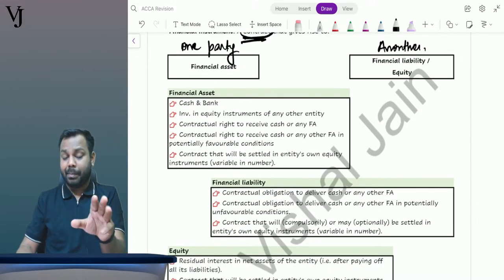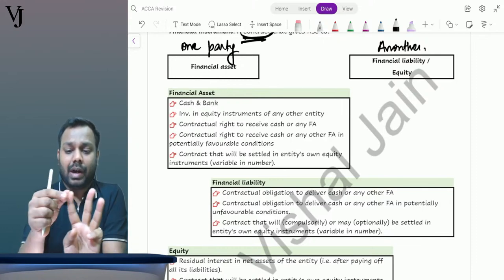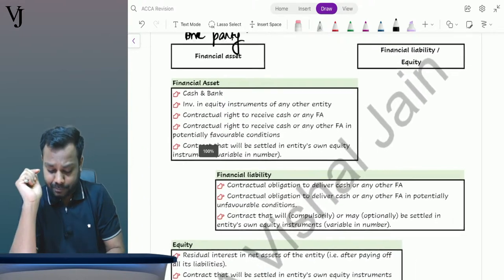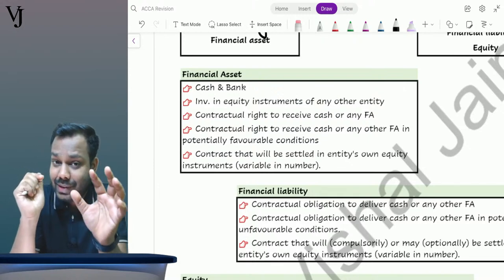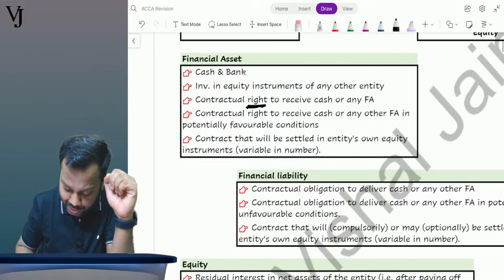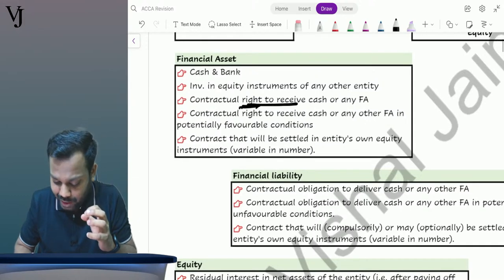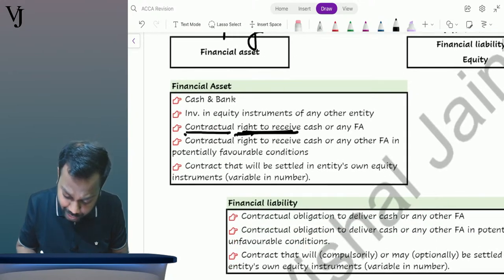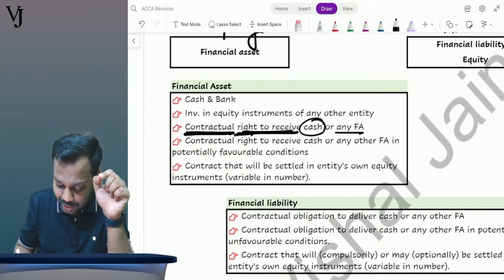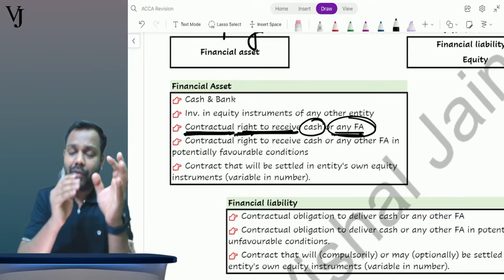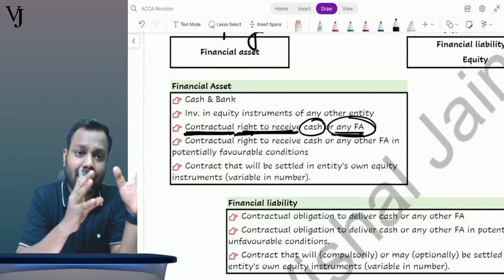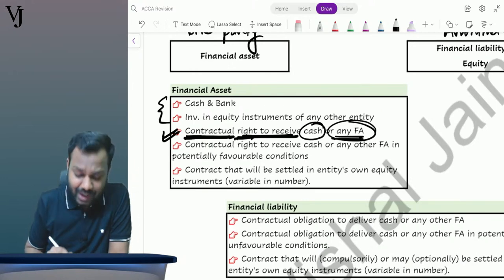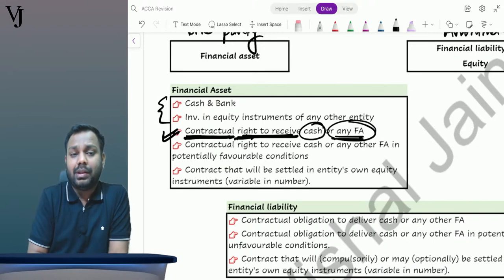Now here we have to understand the meaning of three terms: financial asset, financial liability, and equity. Financial asset, as the name itself says, asset means I have a right to receive. This right to receive is coming from the contract, so I'm writing here: a contractual right to receive cash or any other financial assets. Whenever I have a contractual right to receive cash or any financial assets, it is called a financial asset. This is the meaning of financial asset. But there are two other things which are specifically included in the meaning of financial assets. What is it?